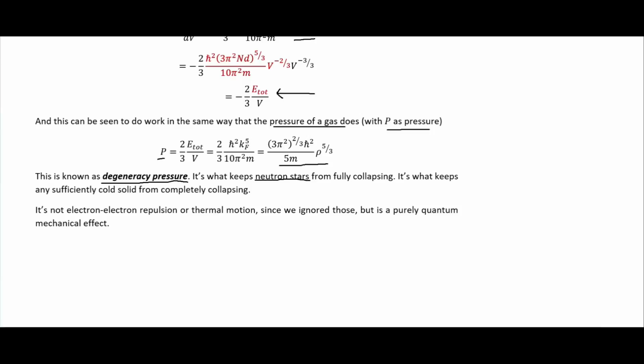And this is also what keeps anything that is sufficiently cold, something close to absolute zero, from completely collapsing, because we don't have the material just compacting down, because it has this pressure pushing outward. And so this pressure is not electron repulsion. It's not thermal motion, since in this analysis here we have ignored both of those. But it is a purely quantum mechanical effect.